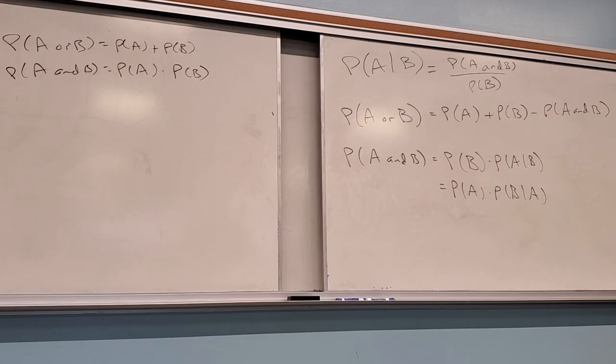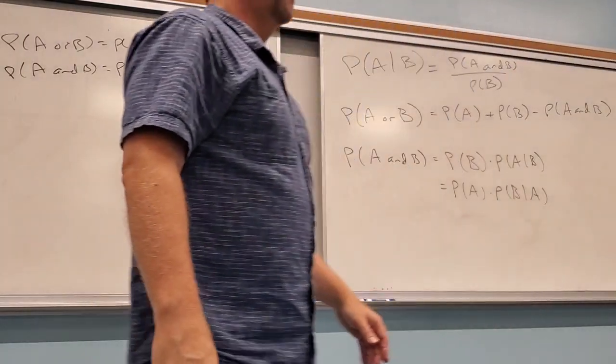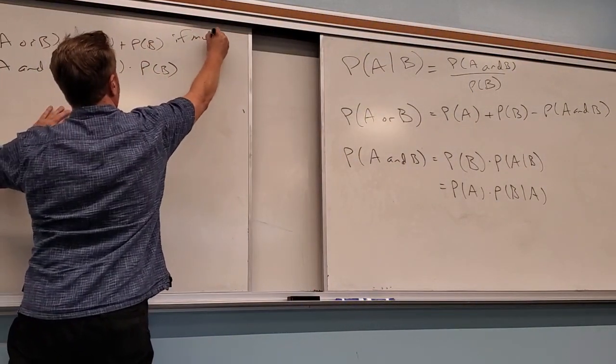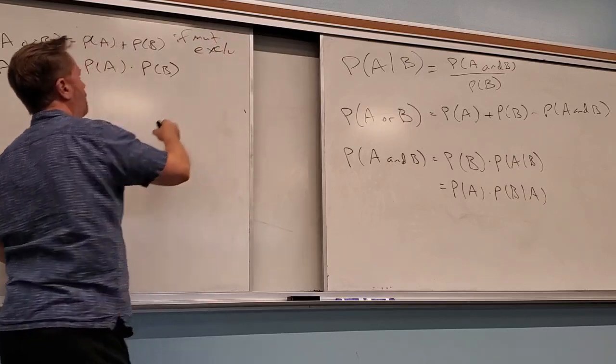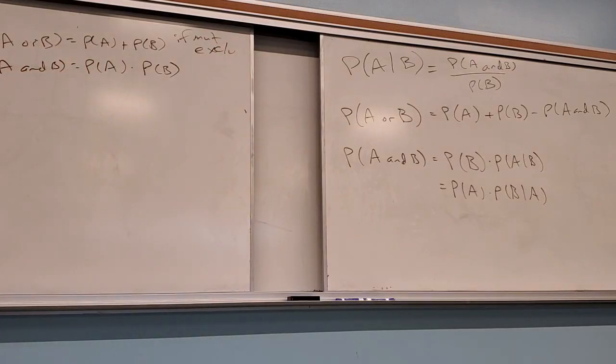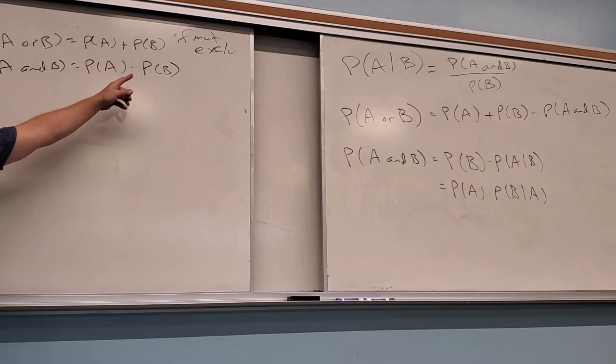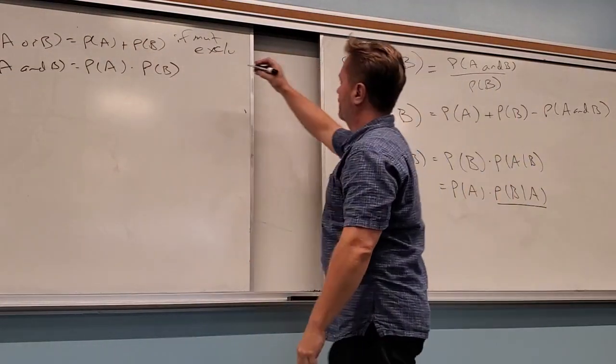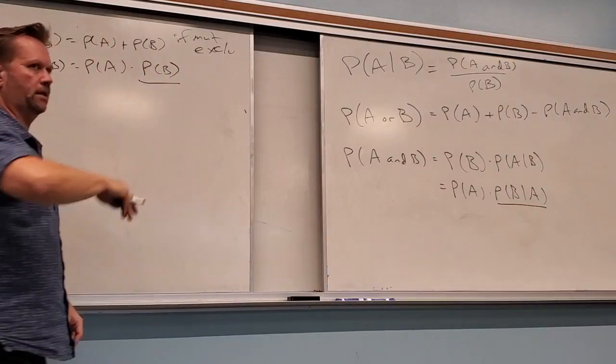So in a certain situation, "or" really is just add, but it's only in that specific situation. If they don't share anything, then I don't have to subtract anything. I like it. So this is only true if they're mutually exclusive. Now, when is this true? When is the probability of B given A equal to the probability of B?